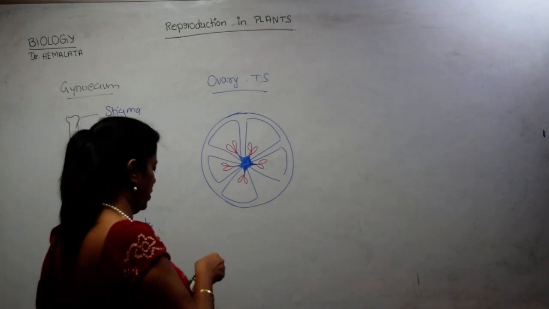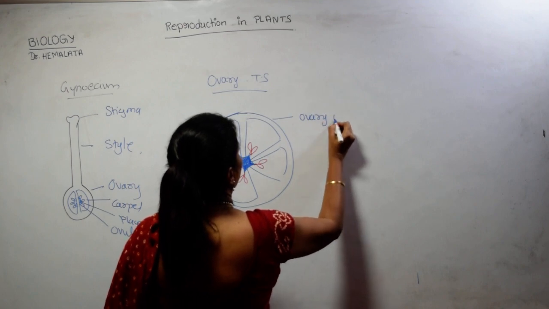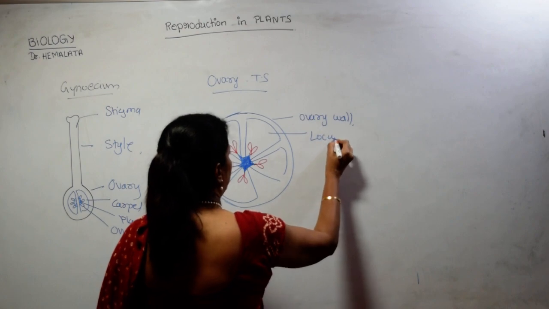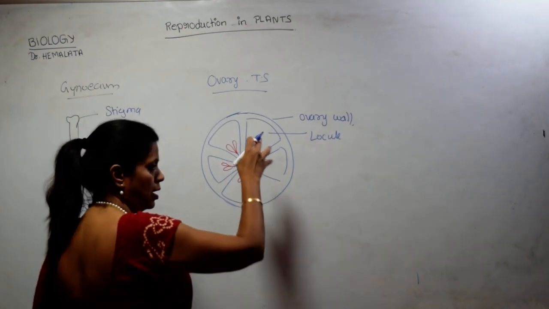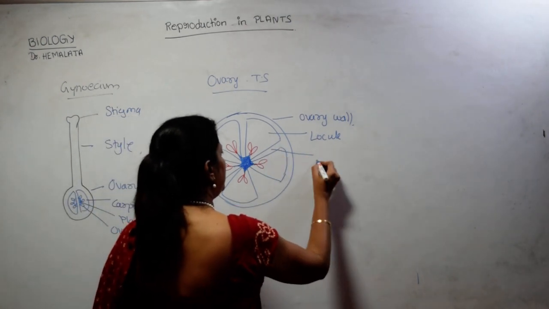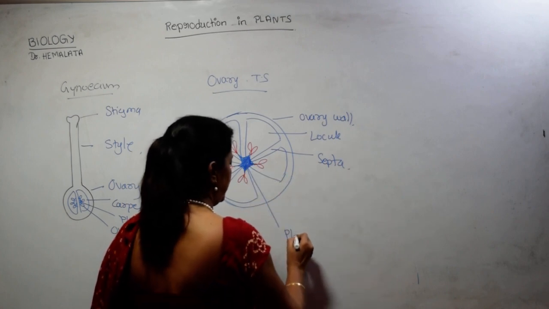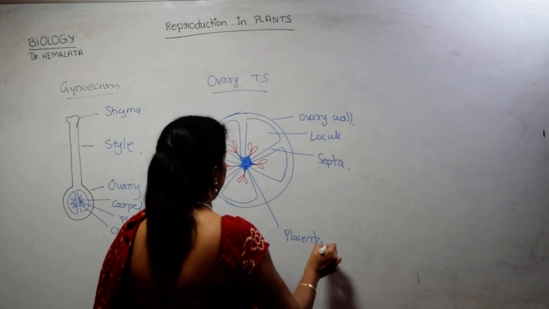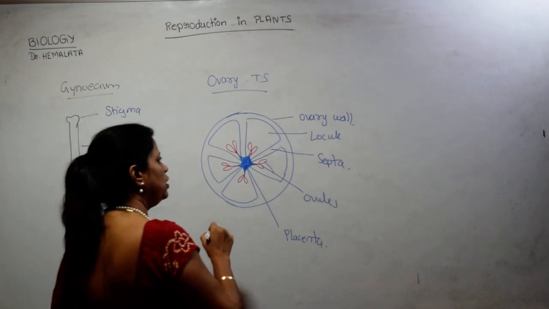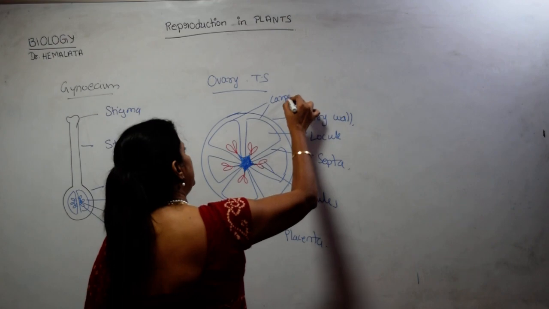So how do we label them now? This is called as the ovary wall of the ovary. This we call it as the locule. The internal areas, the chambers, are called as the locules, and the separating units which are present here are called as the septa. And this is the placenta, and these are the ovules. Okay, and the outermost layer here, these are the carpels or called the pistils.